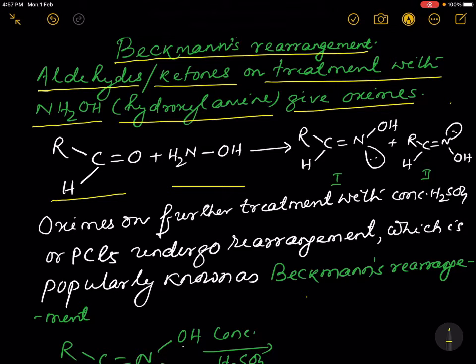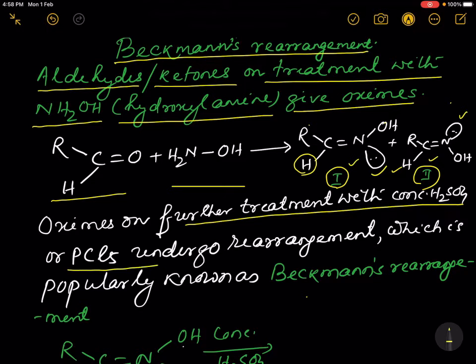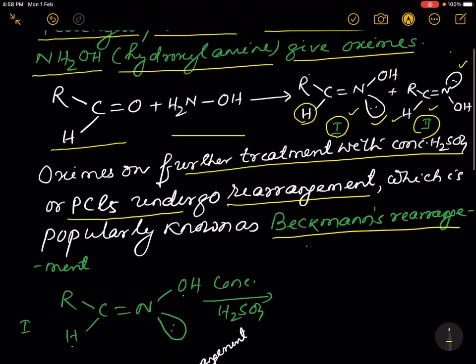You see, there are two types of oximes, number 1 and number 2. In one case, H and lone pair are on the same side, or you can say R and OH groups are on the same side. In the second case, you will find lone pair and H are on the opposite side around the carbon-nitrogen double bond. These oximes, on further treatment with concentrated H2SO4 or PCl5, undergo rearrangement, which is popularly known as Beckmann's rearrangement. Let us start Beckmann's rearrangement.